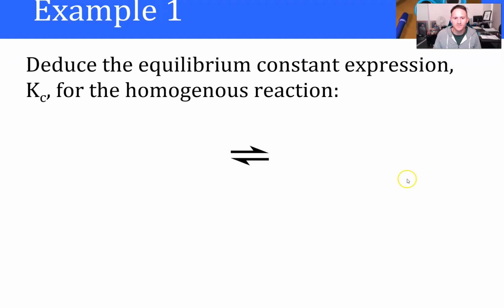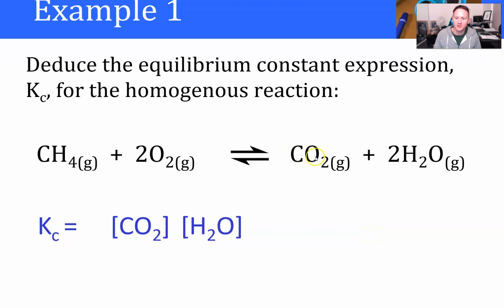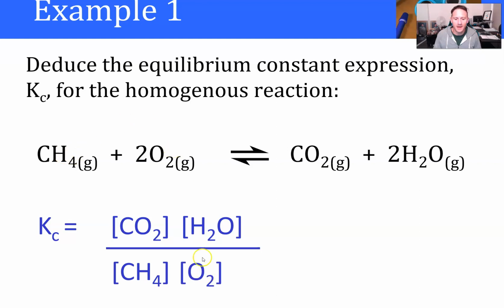Here's the first example. What's the equilibrium constant, or the Kc, for the homogeneous reaction specified here? So we'll be looking at the concentration of C, which is CO2, multiplied by D, which is H2O, to the power of the coefficients, divided by the concentration of A, which is CH4, methane, and B, which is O2. Make sure you put the powers in, squared and squared.